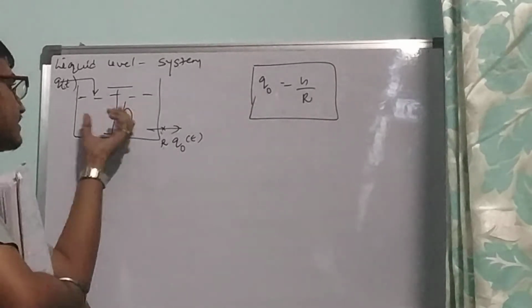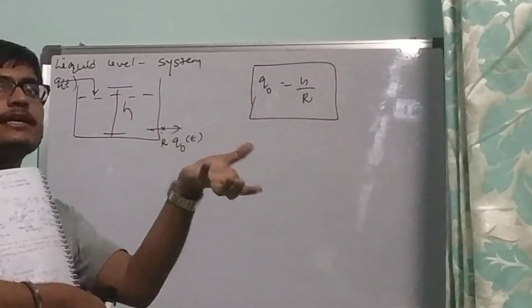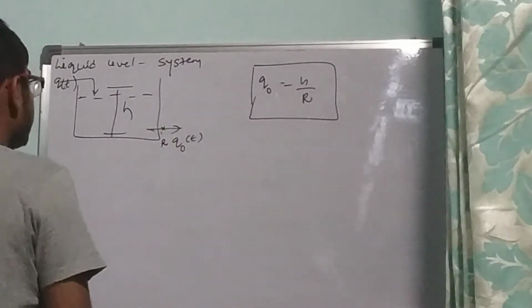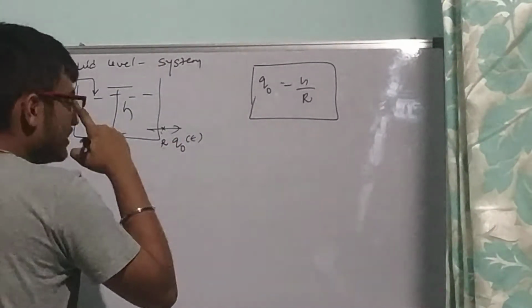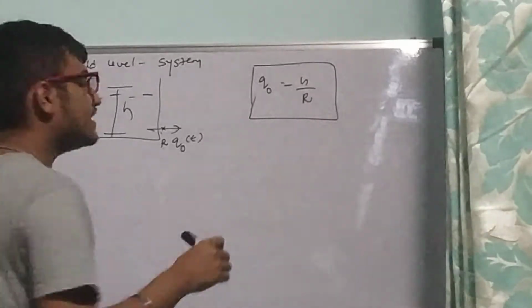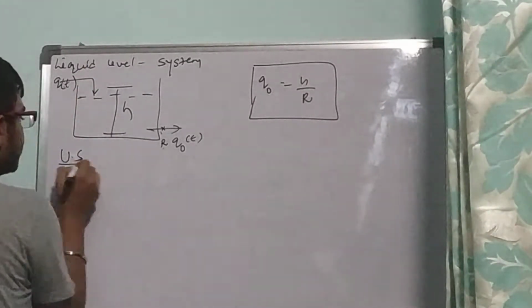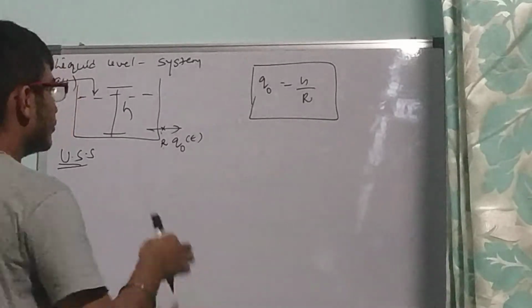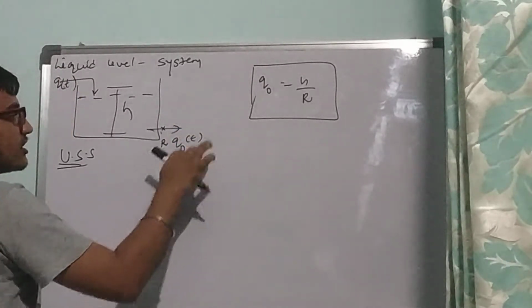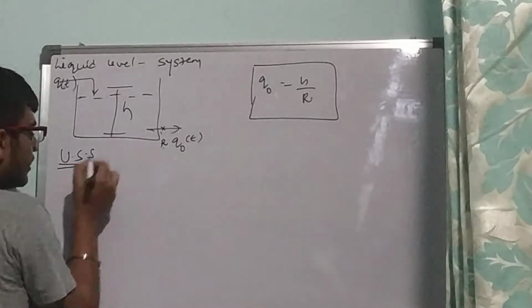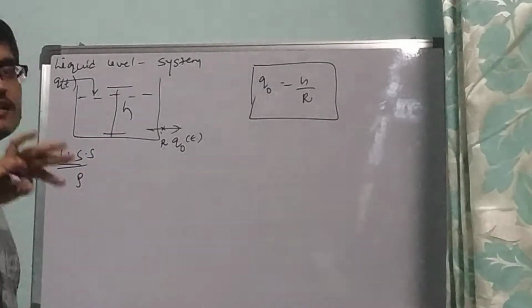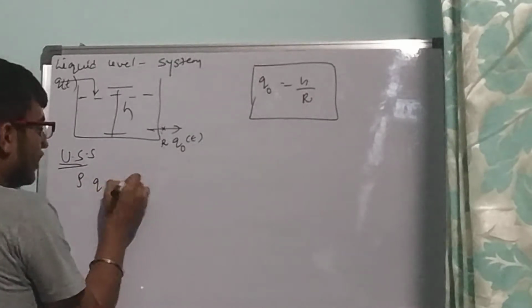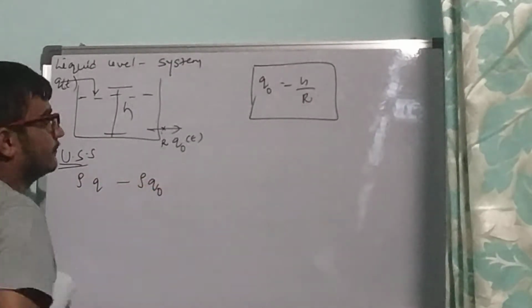Now in this case you cannot write an energy balance. Here you have to write a mass balance because it is a liquid level, so you are filling it up. So you take the mass balance equation here. First step, mass balance in unsteady state. Mass is density into volume, because you have volume here, which is Q. So what is the mass balance? Inlet minus outlet: rho into Q of t minus rho into Q naught.